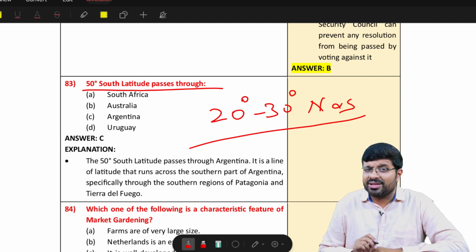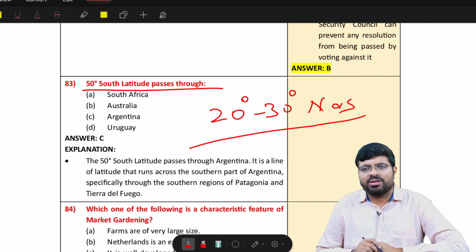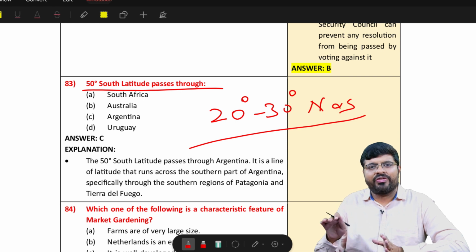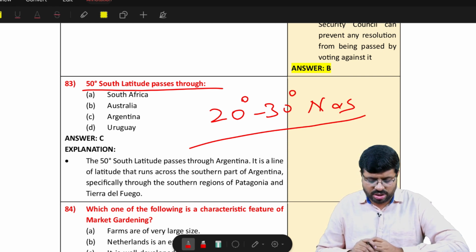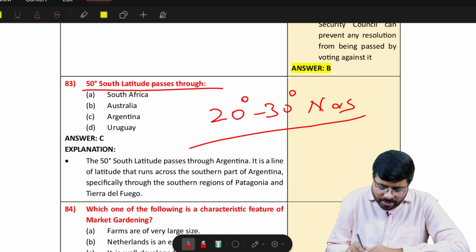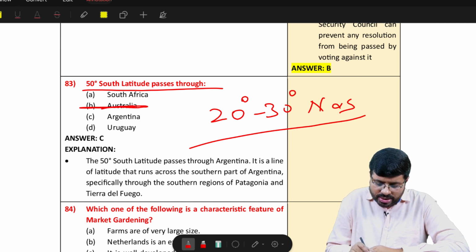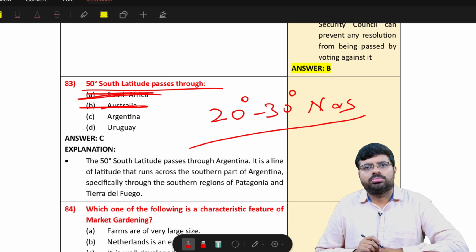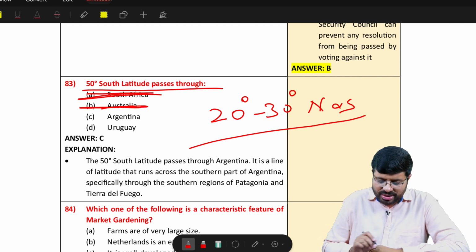Australia. Don't we have a desert in Australia? Yes. So how can 50 degrees line pass through that? No. Then South Africa. You have a desert there. See, the moment you talk about South Africa, 30 degrees, 40 degrees itself, African continent is completed. No chance. So you should have eliminated Australia. You should have eliminated South Africa for sure. Then Argentina and Uruguay. If you know the basic idea, Argentina, because Football World Cup was recently won by them, go and check some kind of facts about Argentina. They might ask. So answer is Argentina.